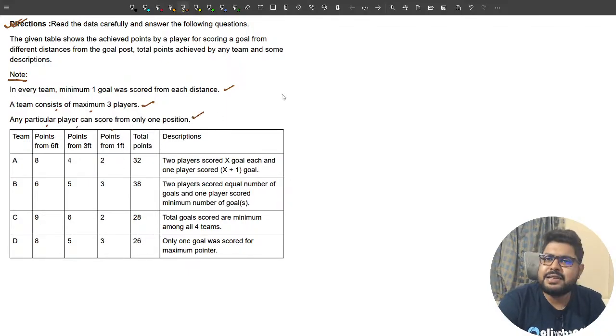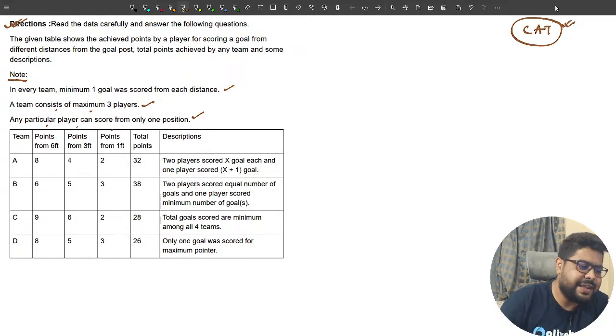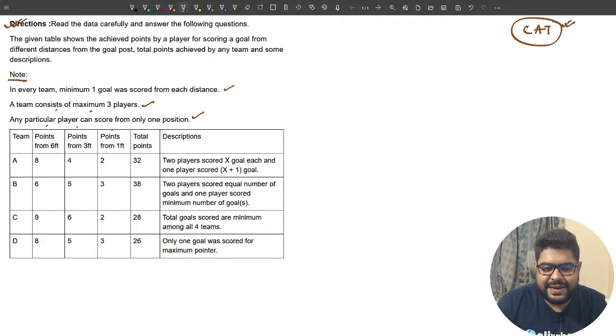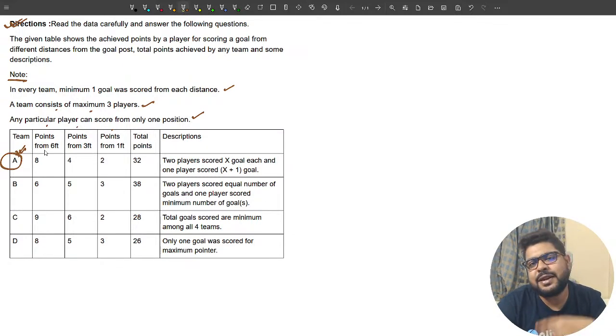So this is a very, very CAT-type set. This type of set is very common in CAT. The DILR section is very much CAT-type. When I first saw it, the only thing it reminded me of was CAT. In these situations, you have to take trial and error.